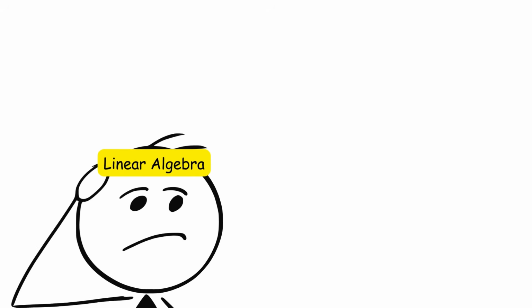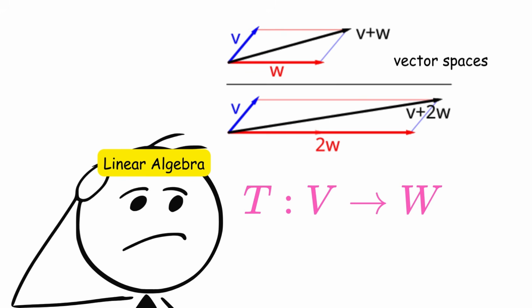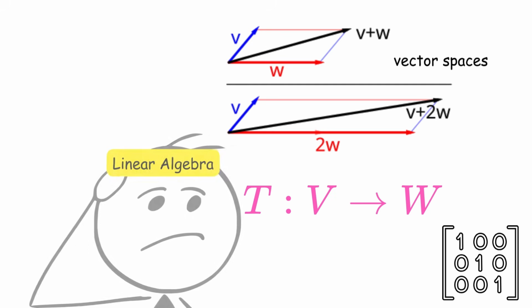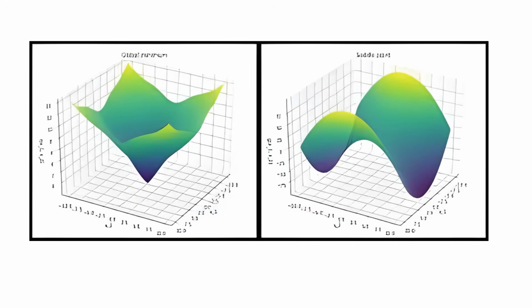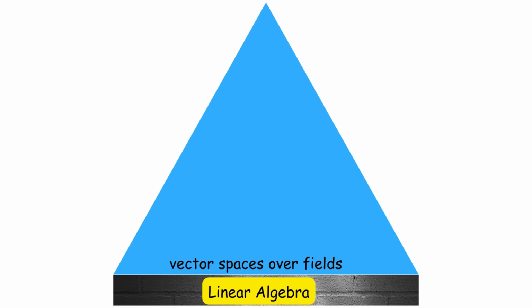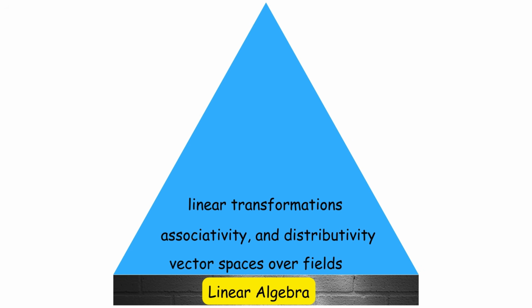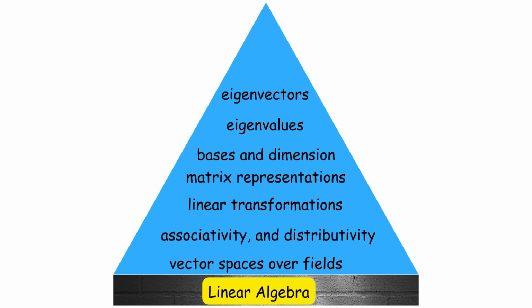Linear algebra studies vector spaces, linear transformations, and their representations through matrices. It provides the framework for understanding multidimensional spaces and linear relationships between them. At its foundation lie vector spaces over fields, satisfying axioms of closure, associativity, and distributivity, linear transformations and their matrix representations, bases and dimension which formalize coordinate systems, and eigenvalues and eigenvectors: solutions to the equation Av equals lambda v.